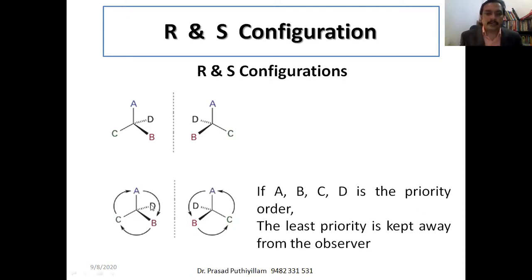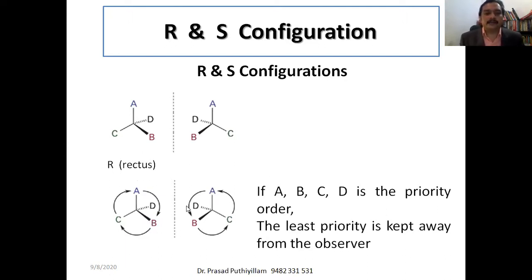So here the D is away from the observer, with the arrow mark indicating that D is away from the observer. In the first case, the order of arrangement of A, B, C is in the clockwise direction, that is the right side. In Greek, right is rectus. Therefore, we call this type of arrangement of atoms in three dimensions the R configuration. So this is an R configuration molecule.